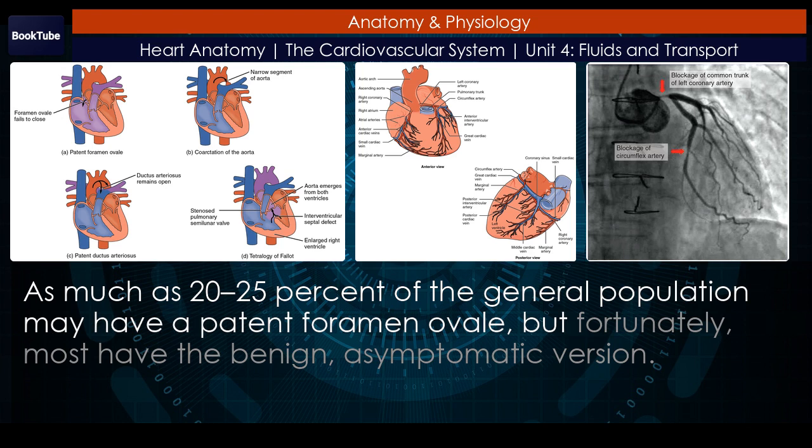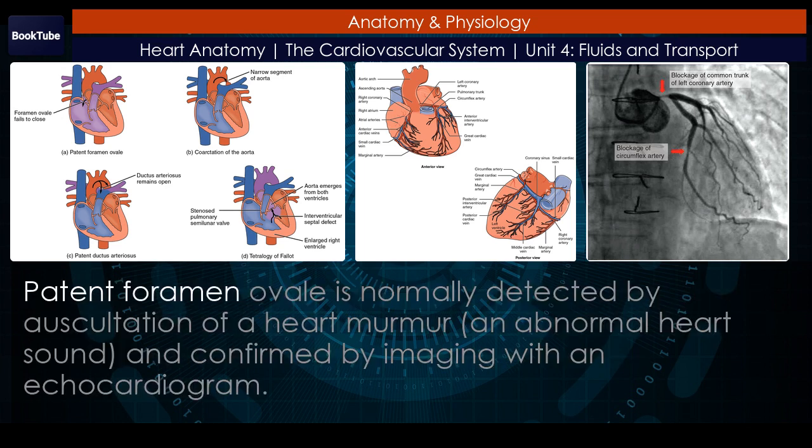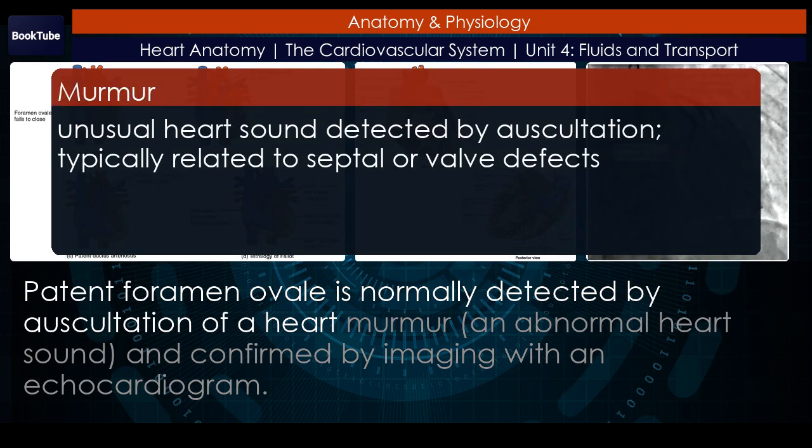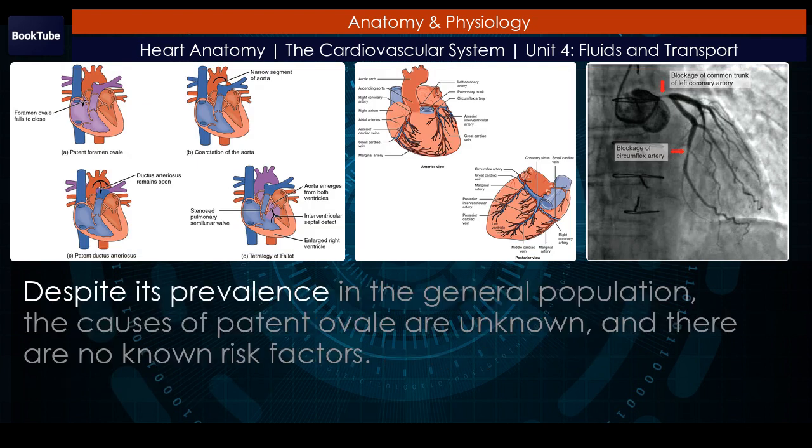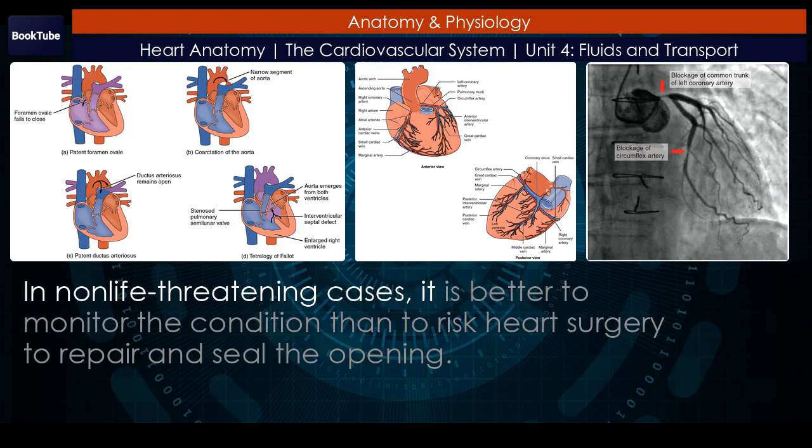As much as 20 to 25% of the general population may have a patent foramen ovale, but fortunately, most have the benign, asymptomatic version. Patent foramen ovale is normally detected by auscultation of a heart murmur, an abnormal heart sound, and confirmed by imaging with an echocardiogram. Despite its prevalence in the general population, the causes of patent foramen ovale are unknown, and there are no known risk factors. In non-life-threatening cases, it is better to monitor the condition than to risk heart surgery to repair and seal the opening.